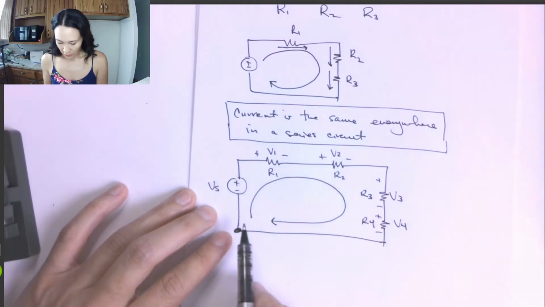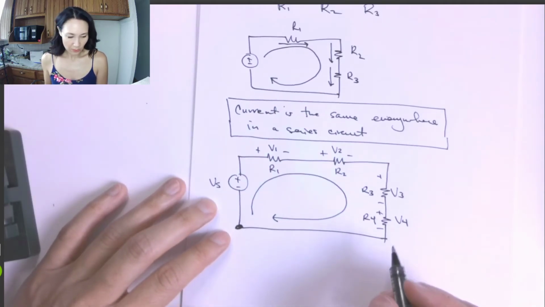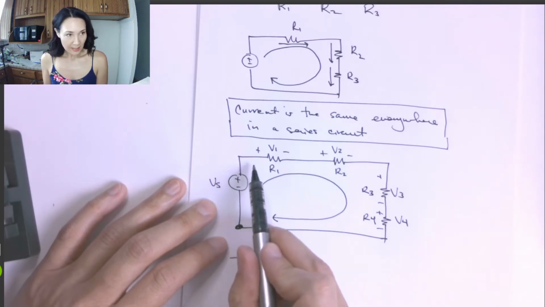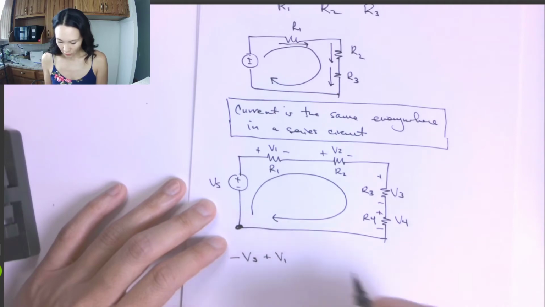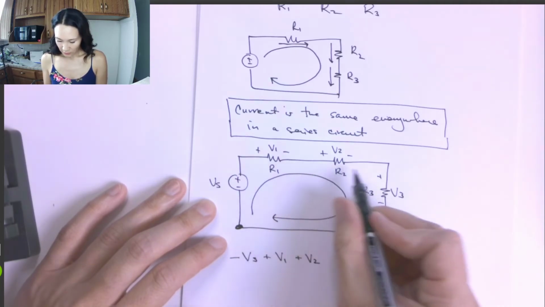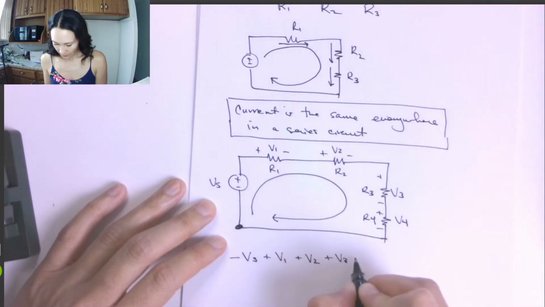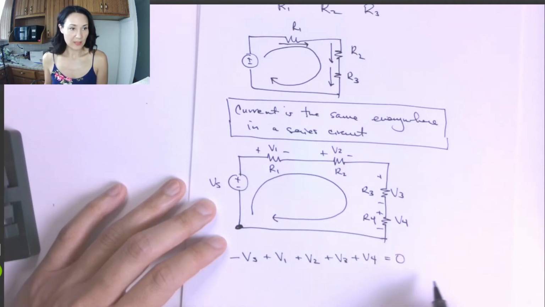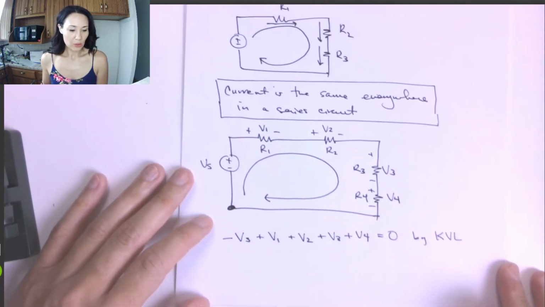So for this case, if I start here, first thing I'm going to do as I come around my current loop in this direction is I'm going to enter this voltage source through the negative terminal. So that means this is going to be a negative Vs. And then the next thing I encounter is this resistor 1. So that's going to be a positive voltage drop V1, followed by positive voltage drop V2, followed by V3, followed by plus V4. And if I add all those up, that sum will be 0. Okay, and this is by Kirchhoff's voltage law.